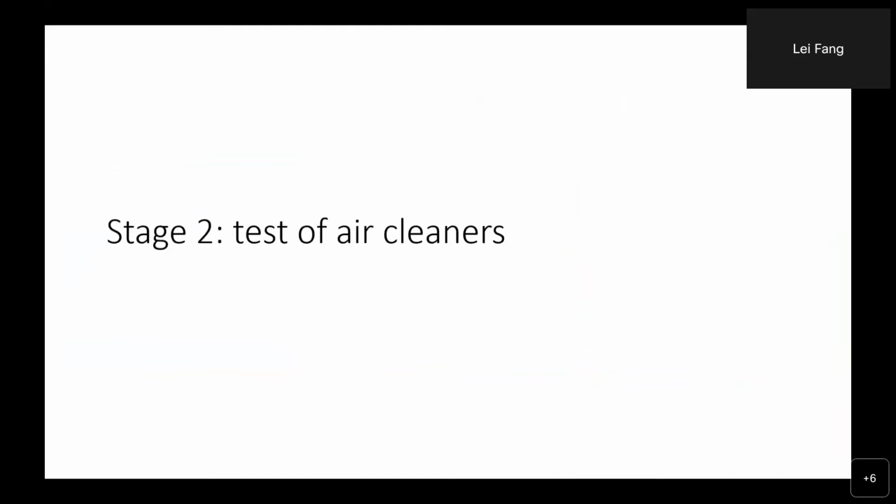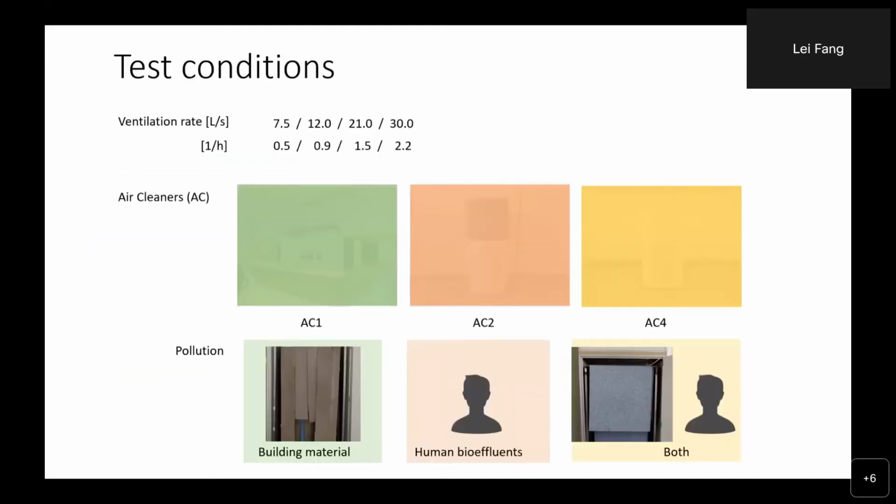So in the second stage of the experiment, we made a detailed test on these air cleaners at different levels of ventilation rate. And in this stage of the experiment, we also use 3 air cleaners. The first one is the same ionizer, and the second is the same air cleaner with charcoal filter. And we include another air cleaner also based on the charcoal filter. And we use the same pollution sources.